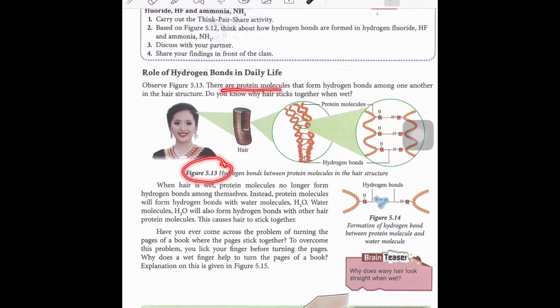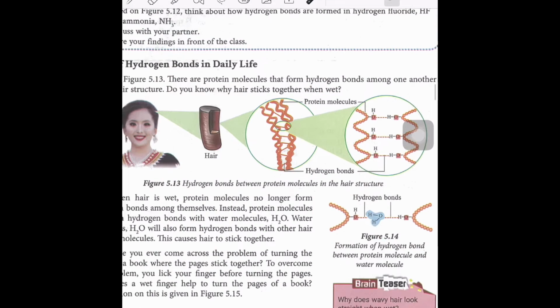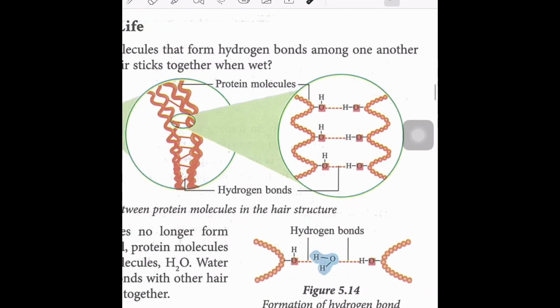There are protein molecules that form hydrogen bonds among one another in the hair structure. You know that our hair, our nails, semua ada protein, kan? And this protein is known as keratin. Keratin. So protein ini sebenarnya membentuk hydrogen bond with one another. Cuba kita tengok ni nah. Okay. Ini adalah protein. Ini protein di dalam rambut.